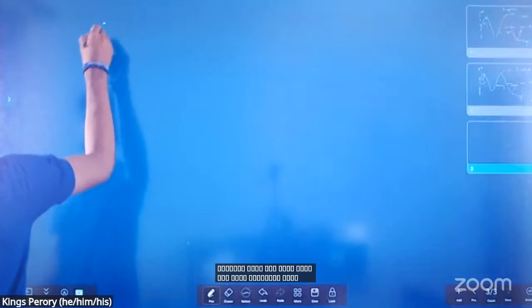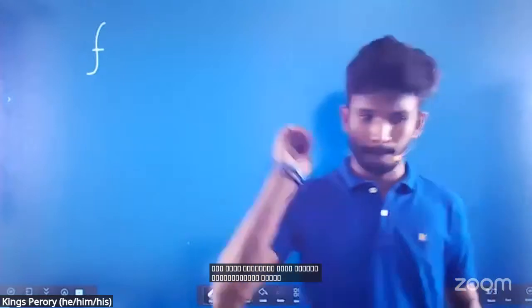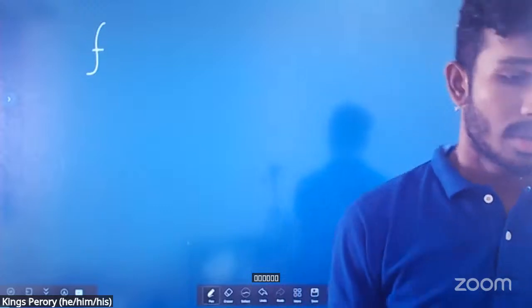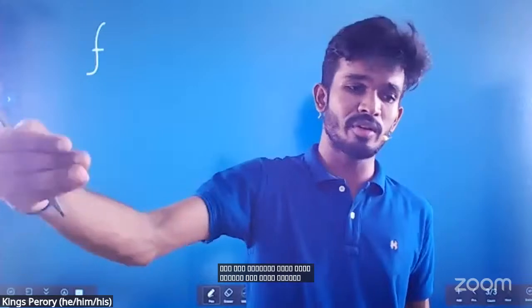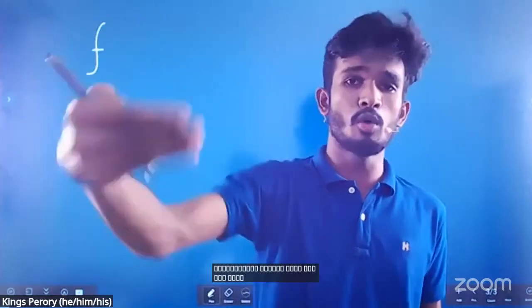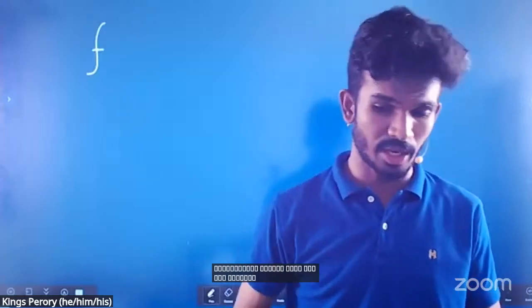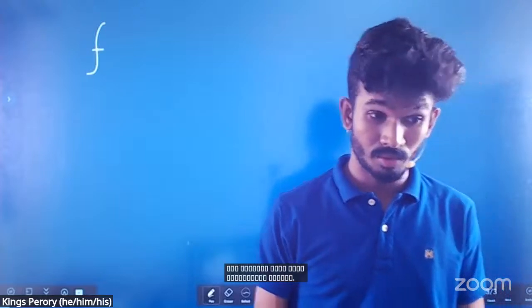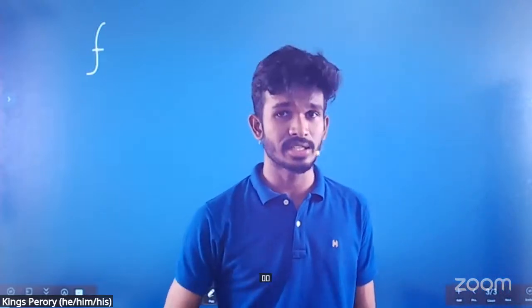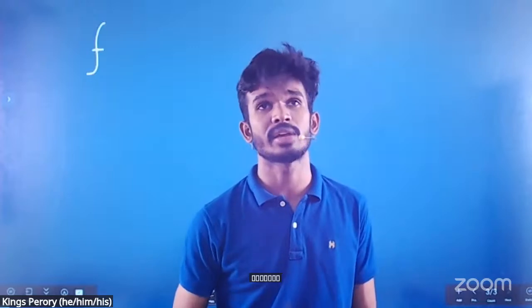Other than that, we define something called frequency. What's frequency? The number of oscillations in a unit time. Unit time means 1 second. In 1 second, how many waves are there? The SI unit is the hertz, symbol Hz, or per second.